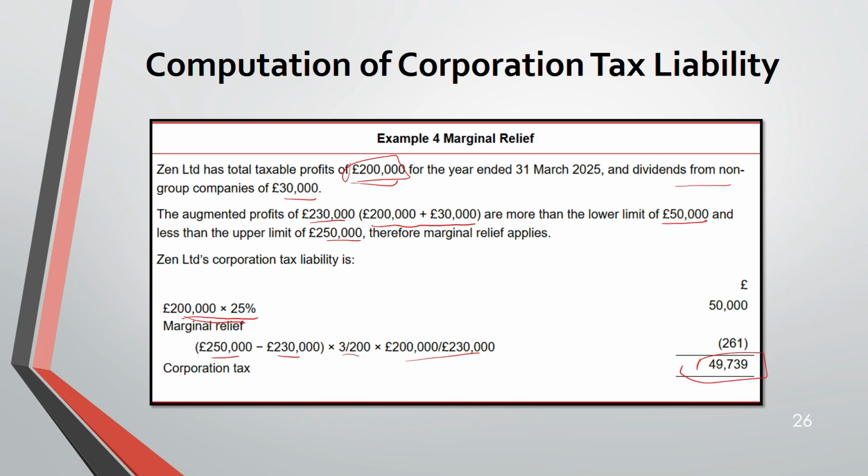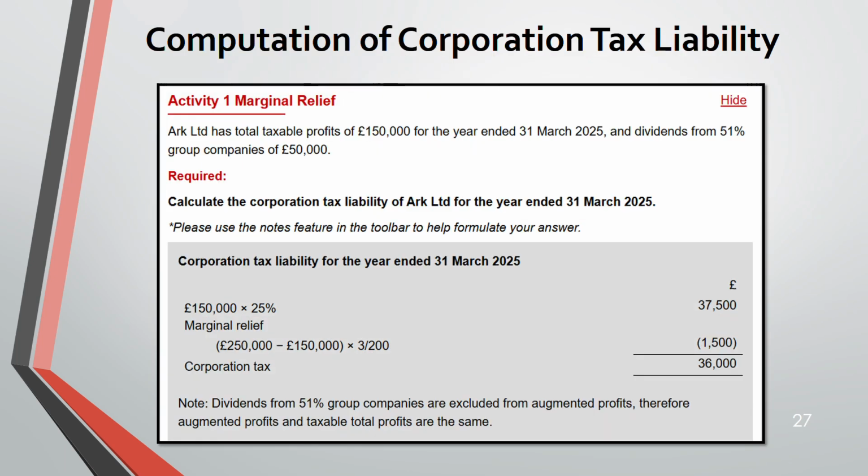Now, activity 1. Here it's 150,000. Dividends from 51% group companies are 50,000. Remember, since they are from 51% group companies, ignore them. So your TTP will be equal to your augmented profit in this case, which is 150,000. This 150,000 is between 50,000 and 250,000, so you will get marginal relief. Calculate 150 at 25% and deduct the relief. The upper limit is 250, augmented is 150, and then the standard fraction. So this is your corporation tax.